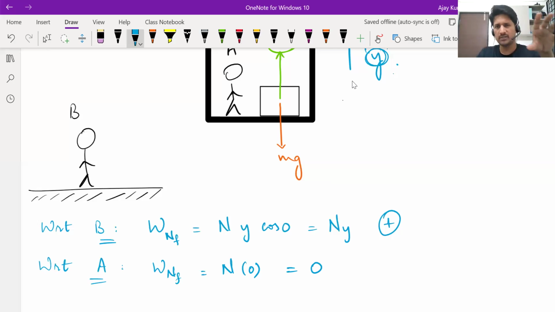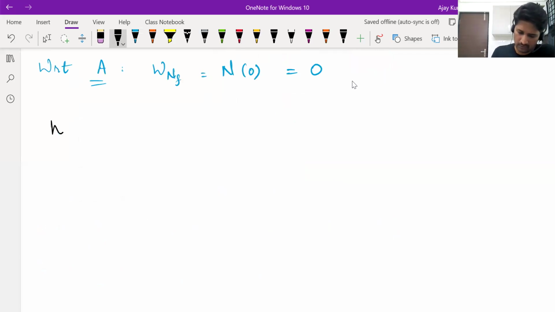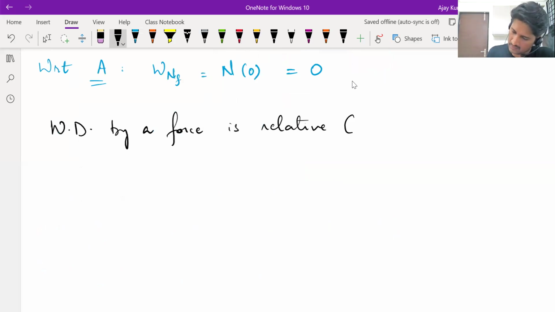So in questions, if they don't specify a reference frame or an observer, you will assume it is with respect to ground. Okay, keep this point in mind. You all can note this down. Work done by a force is relative. That is, it depends on the frame of reference.